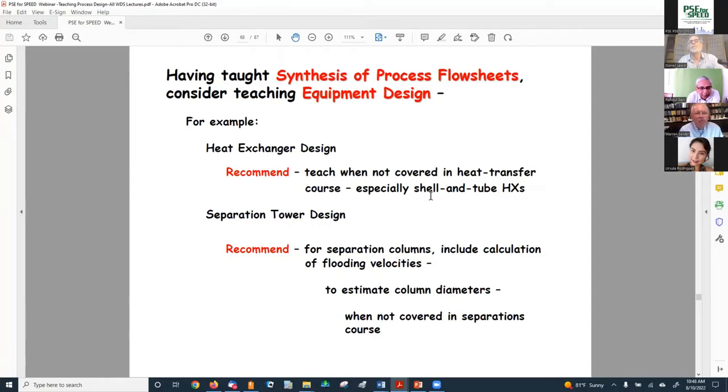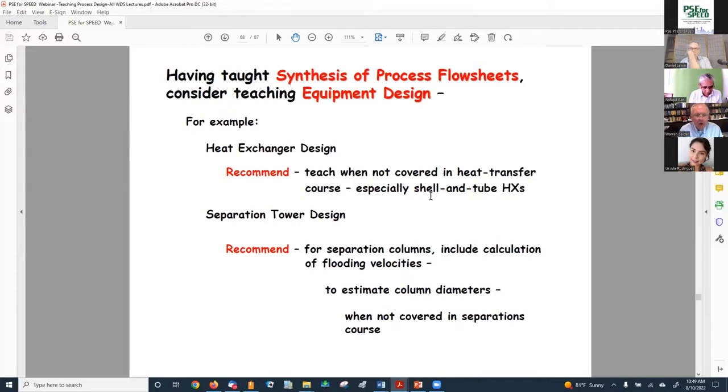Okay, all right. So you need to consider teaching equipment design after you've synthesized the process flow sheet. Do you need to teach heat exchanger design? Well, it depends upon the quality of your heat transfer course. They should have covered shell and tube heat exchangers. Okay, we do that in chapter 10 and chapter 12.